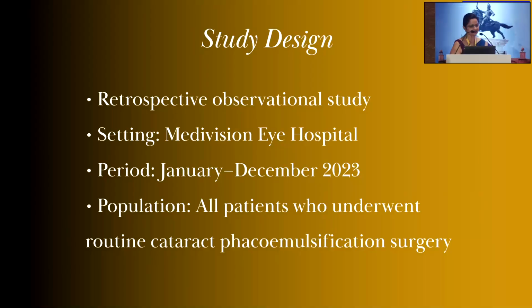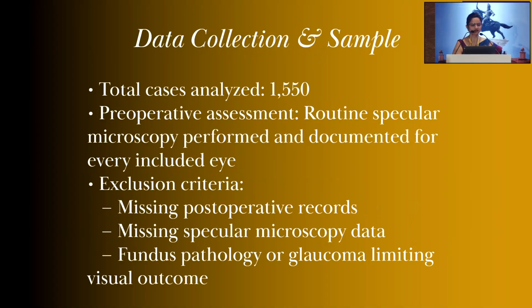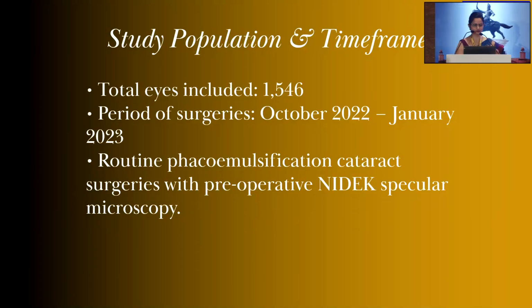So the study design was a retrospective observational study. The period selected was between January and December 23, and all patients who underwent routine phacoemulsification and had a specular count done were included. We analyzed 100,550 patients, and all the patients with missing records were excluded. So in all, 1,546 were included.